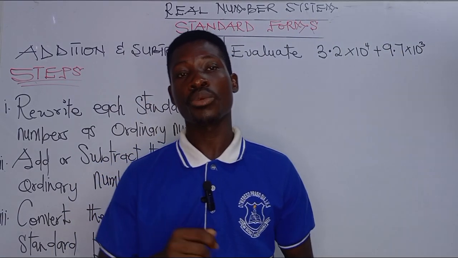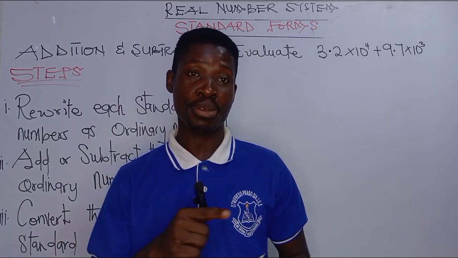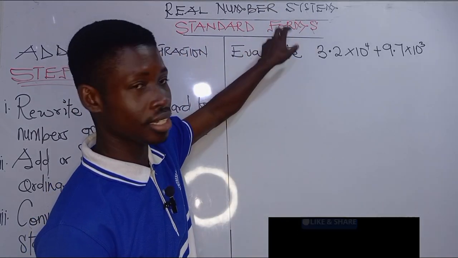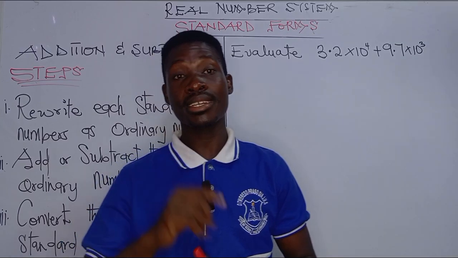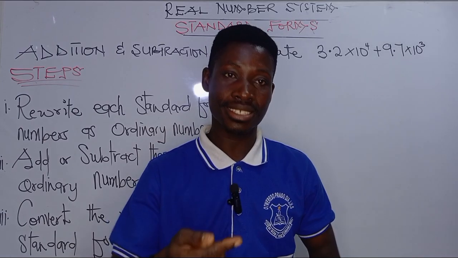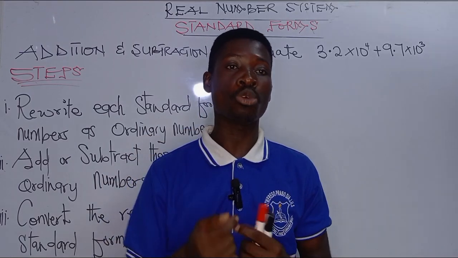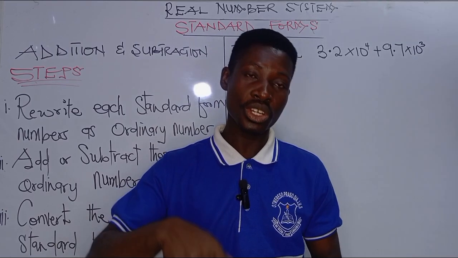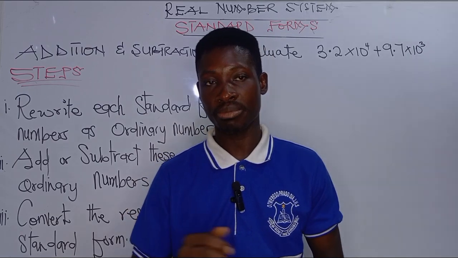In this lesson, we shall be looking at addition and subtraction of standard forms. Remember, we are still on the real number system and we are looking at standard forms. To add or subtract numbers written in standard form, we rewrite the standard form numbers as ordinary numbers, then add or subtract these ordinary numbers. Lastly, we convert the result to standard form because the question was given in standard form.